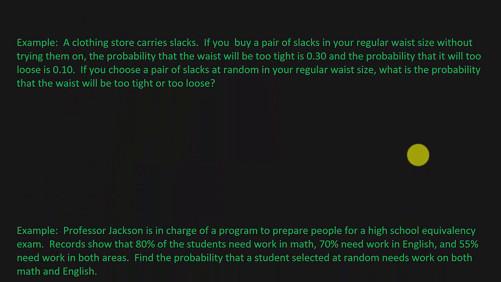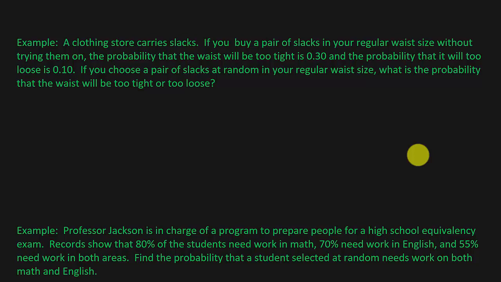All right, let's look at this next example. It says a clothing store carries slacks. If you buy a pair of slacks in your regular waist size without trying them on, the probability that the waist will be too tight is 0.3, and the probability that it will be too loose is 0.7. If you choose a pair of slacks at random in your regular waist size, what is the probability that the waist will be too tight or too loose?